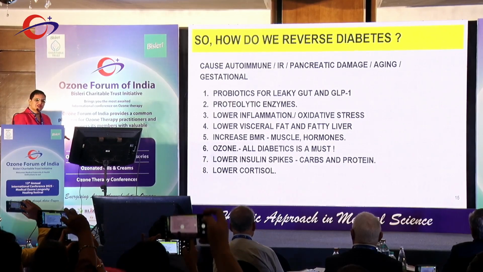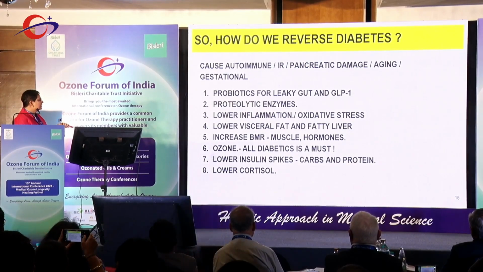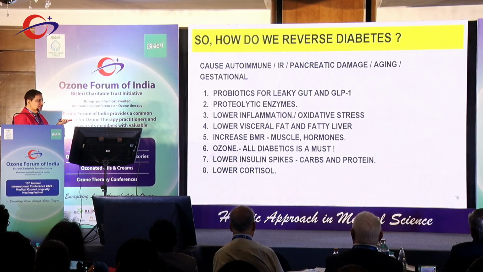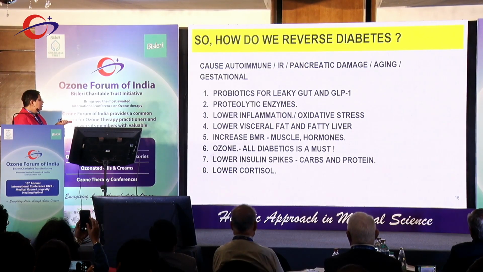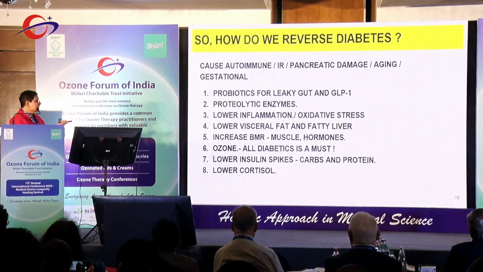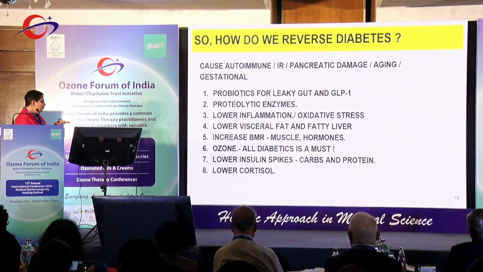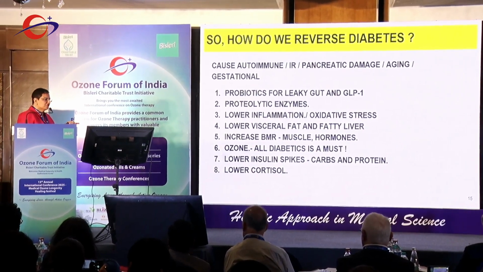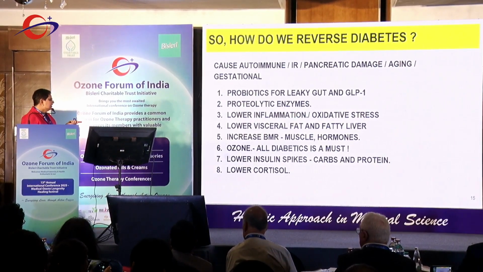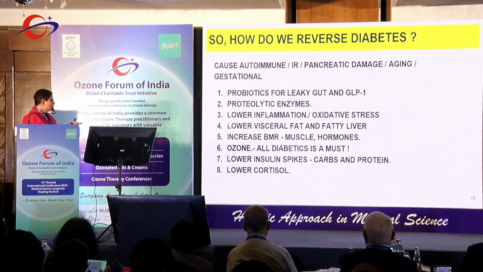So how do we reverse diabetes when we already know the cause? We use probiotics, we look after the leaky gut, we look at the GLP-1 system, we look at the proteolytic enzymes, we lower inflammation, mainly oxidative stress, we lower visceral fat, and increase the basal metabolic rate. That is the main key here today. If you can remember one thing from my lecture, it is that you need to increase the basal metabolic rate.